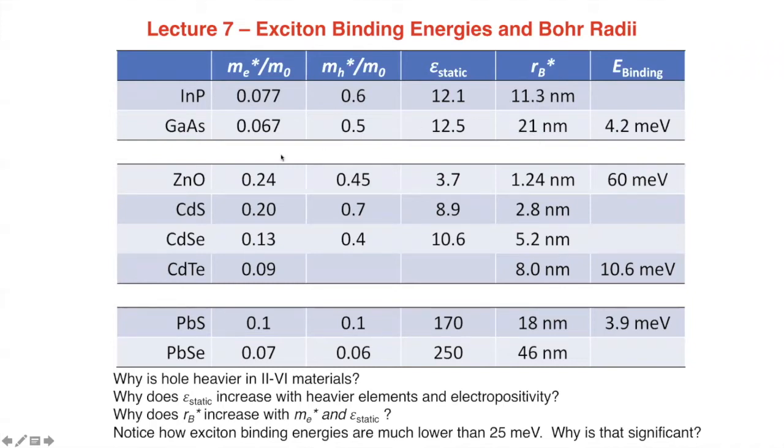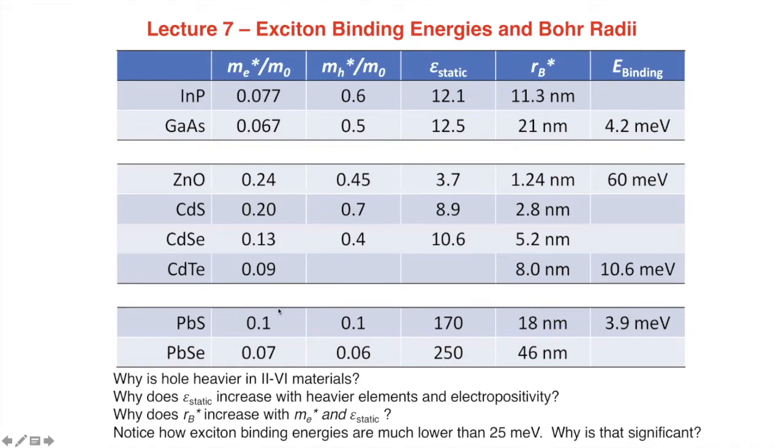Those are big numbers. Let's go down here to 2-6, zinc oxide and cadmium telluride. All of these have relatively light holes, quite a bit heavier than indium phosphide or gallium arsenide. Same thing in the chalcogenides. The hole state is quite a bit heavier than the electron state. Dielectric constants are a little bit smaller, and the sum of the heavier charges and the smaller dielectric constants gives rise to much smaller Bohr exciton radii. So 1 to 5 nanometers versus 10 to 20. That's a big change.